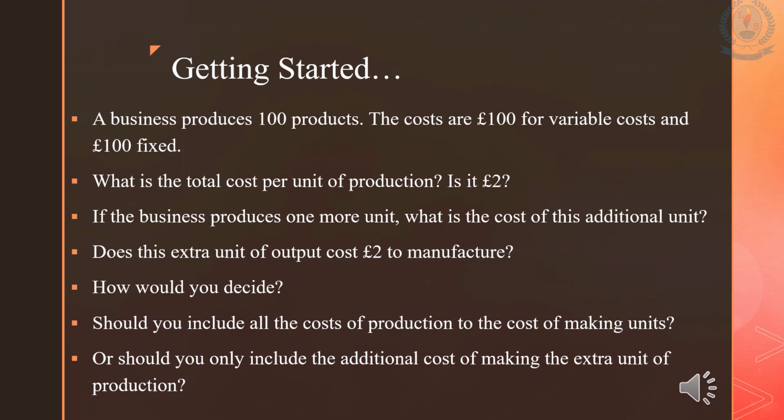Suppose a business produces 100 products and the costs are £100 for variable and £100 for fixed. Now what is the total cost per unit of production? 100 plus 100 divided by 100 will give you £2 per unit. If the business produces one more unit, will that cost £2 for the business to manufacture? How can we decide the cost for the extra unit? Should this include all the production costs or only the additional cost of making the extra unit of production?